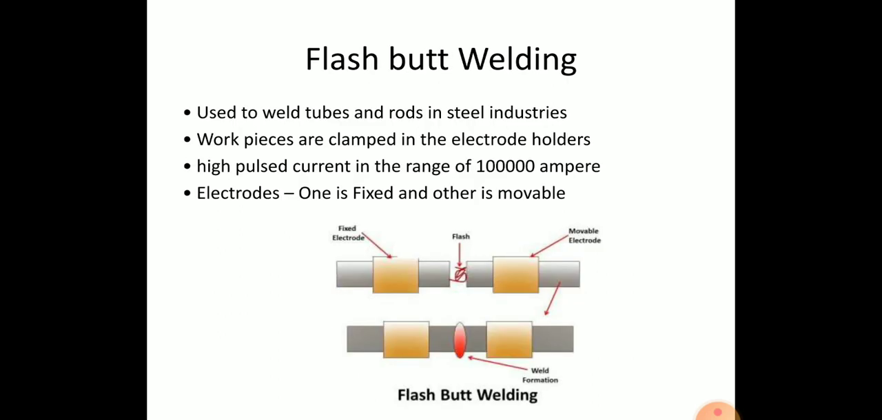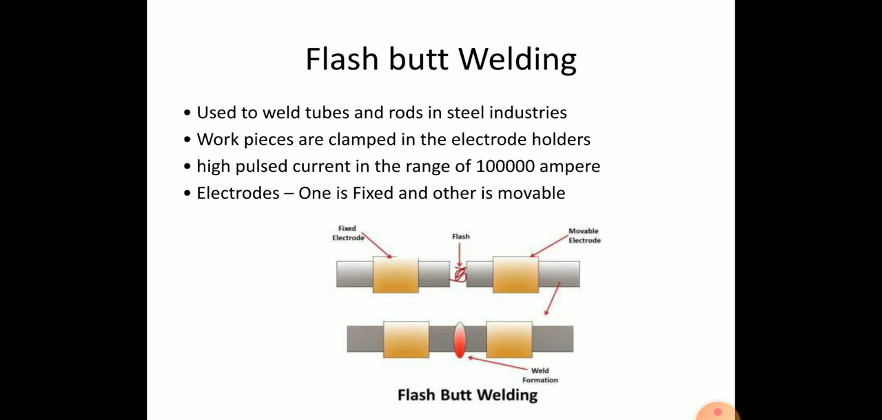Next is flash butt welding. Flash butt welding is similar to upset welding except that the heat required for melting is obtained by means of an arc rather than simple resistance heating. The procedure is that one workpiece to be joined is clamped in a movable platen while the other is mounted on a fixed platen.